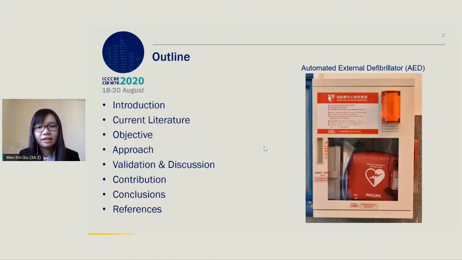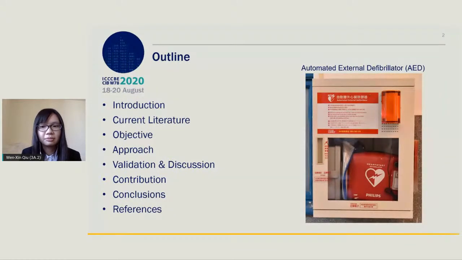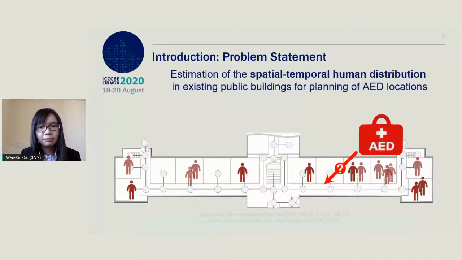This is the outline, and I would like to introduce it from the motivation to demonstrating our current results and contributions. An AED is a medical device for treating sudden cardiac arrest patients. Because the location of an AED is crucial to timely access, it has been decided by mathematical programming models with an indoor passage network. So we want to estimate the human distribution on the nodes to serve as an essential input for those mathematical programming models.